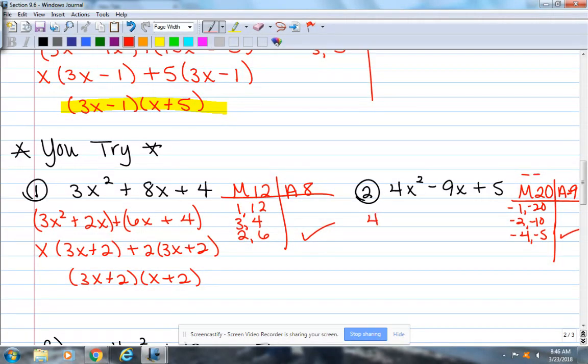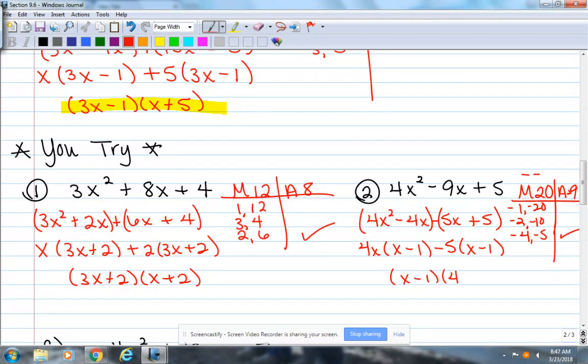Okay, so I'm going to write mine like this. You split the middle. You wrote it differently. Your work will be different, but we should get the same answer. So if I do it this way, my GCF is 4X, and that leaves me with X minus 1. Minus my GCF is 5, and that leaves me with X minus 1 again. So I have a X minus 1 and a 4X minus 5. Raise your hand if you got an X minus 1 and a 4X minus 5.